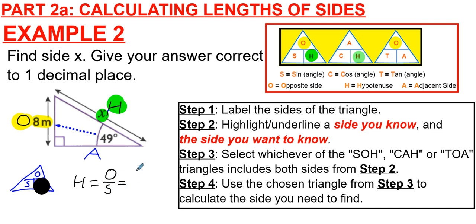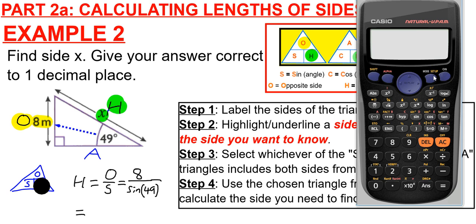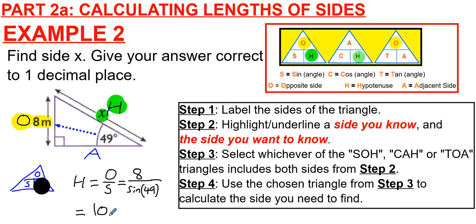The opposite is 8. S stands for sin of the angle we're talking about. So it'll be sin 49. So get the calculator out, type that in exactly as it appears. So 8 on top, move down, sin 49 on the bottom, 10.6 to one decimal place, 10.6 meters.